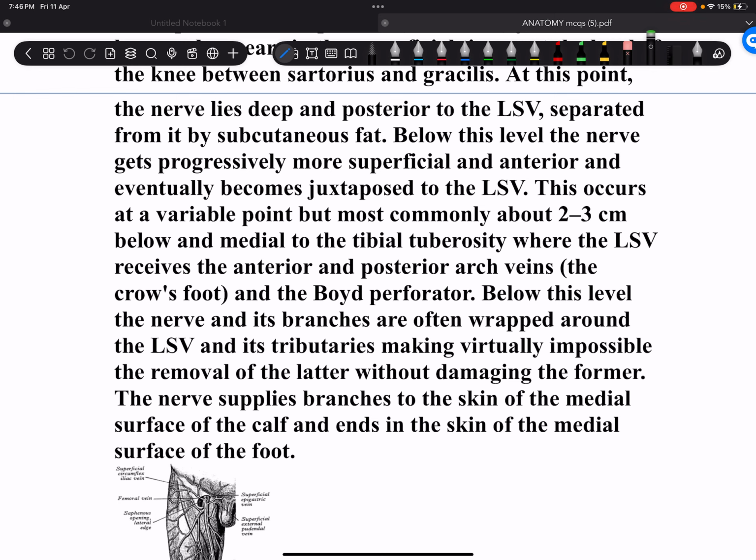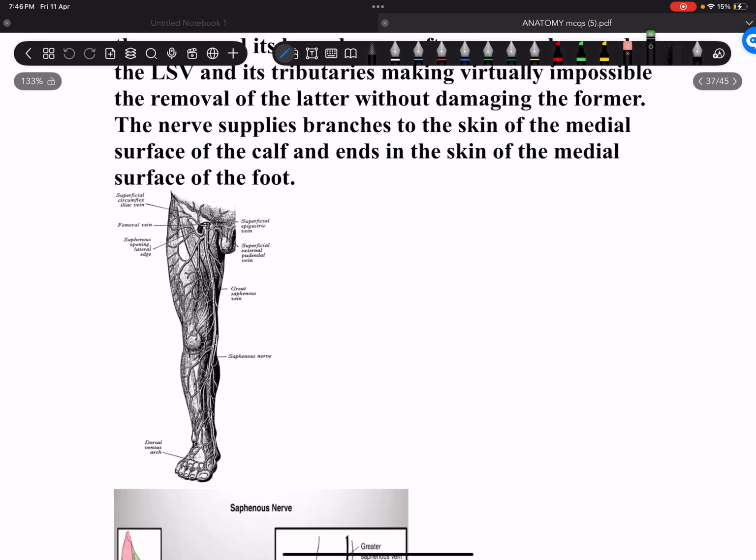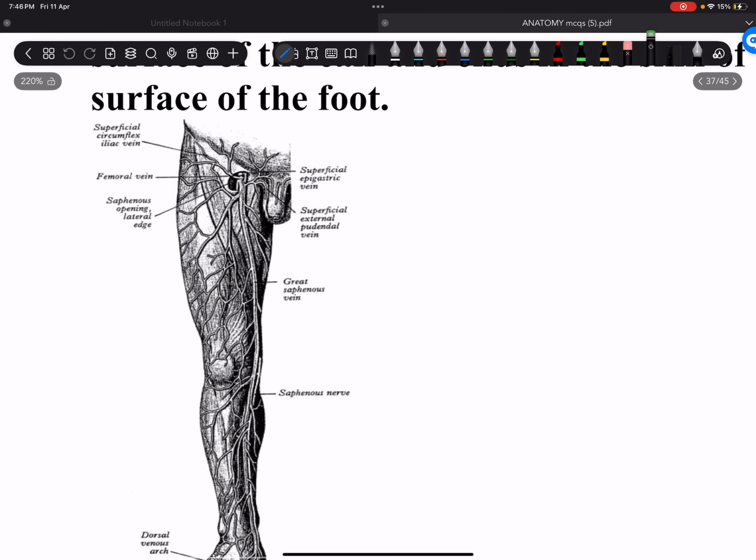Here I have written some description related to the saphenous nerve, so you have to go through that. The nerve supplies branches to the skin of the medial surface of the calf and ends in the skin of the medial surface of the foot. So this is the image.